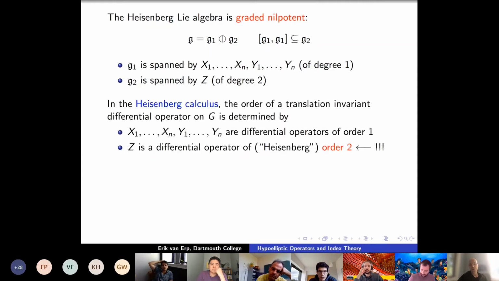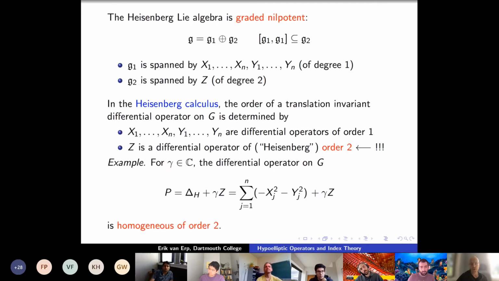So vector fields are differential operators. They give derivations, and usually they're thought of as differential operators of order 1. But in the Heisenberg calculus, the Reeb field is treated as if it's a differential operator of order 2. So you just declare that that's an operator of order 2, not of order 1. The other ones are as usual, but you declare the Reeb field to be a differential operator of order 2. And then that affects the order of other operators.